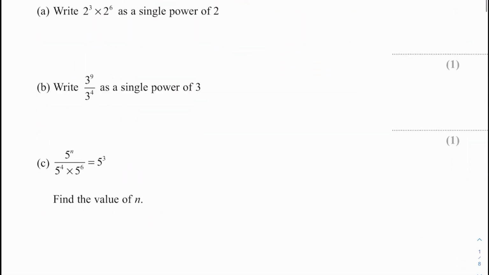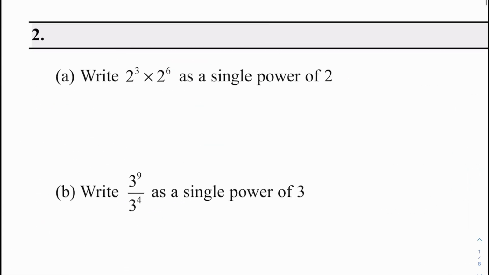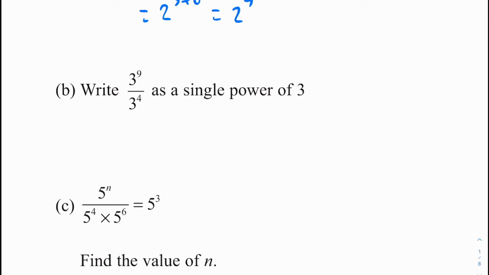Let's move on to question 2a. Again, it's the addition power rule. So two bases that are the same, so we add the powers. So this is equal to 2 to the power of 3 plus 6, which is 2 to the power of 9. Moving on to part B of question 2, we're going to rewrite this just so it's clearer.